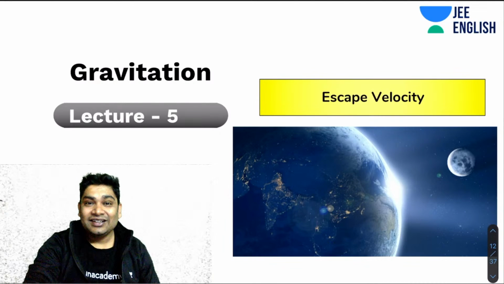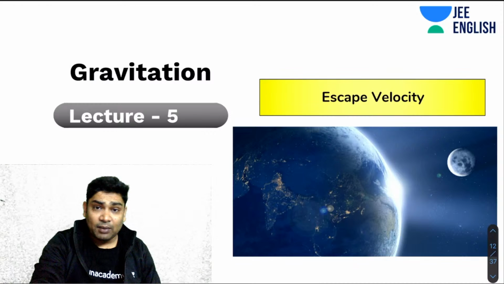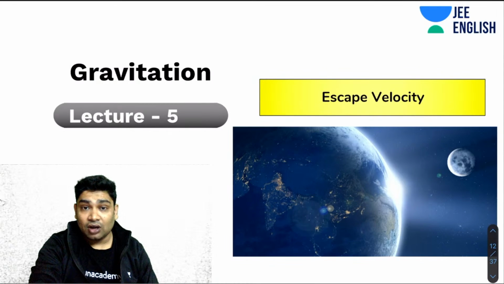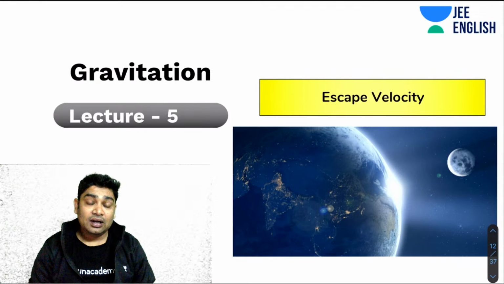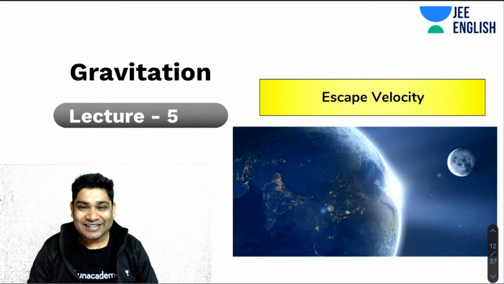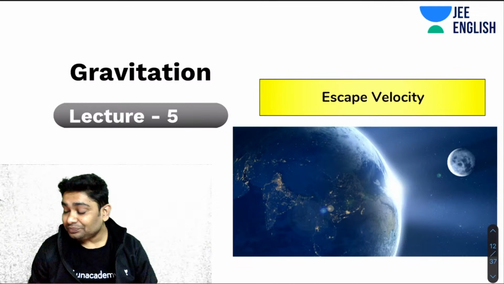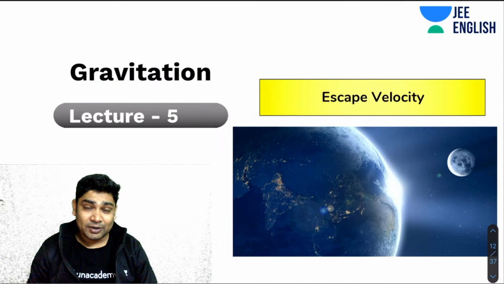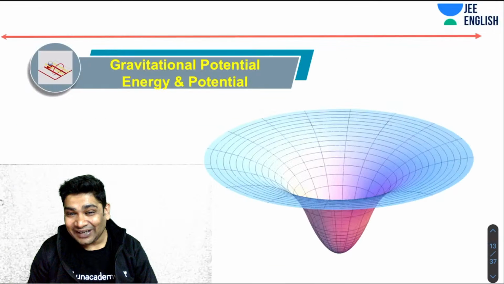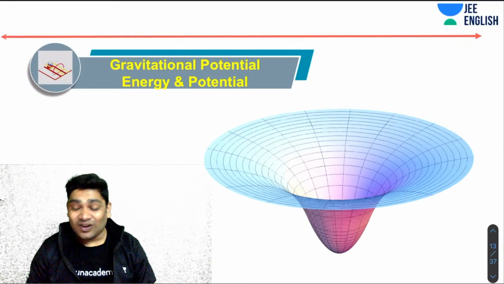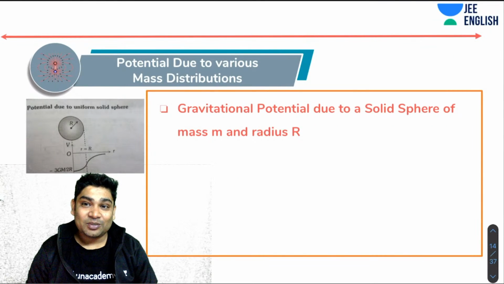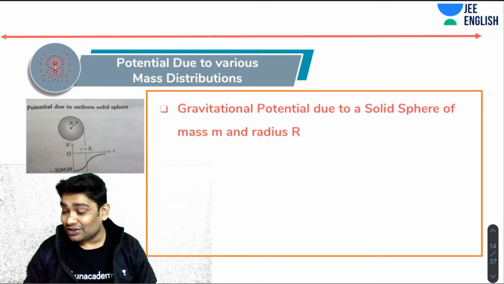In the last class, we were talking about what gravitational potential is, what potential energy is. Today we will talk about its applications. Once you have learned how to calculate the potential and the potential energy, we will see the applications. All right, AP, this is one thing that I left in the last class: deriving the expression for the gravitational potential of a solid sphere. So today we'll start our discussion from there.